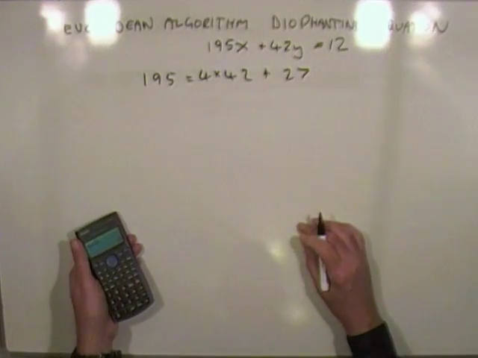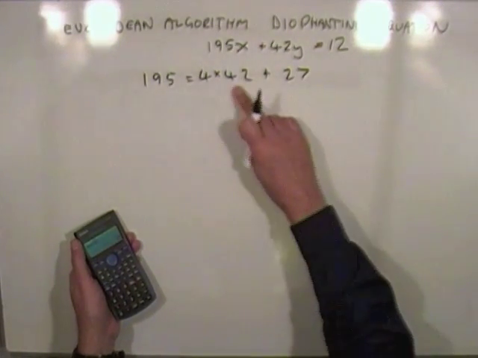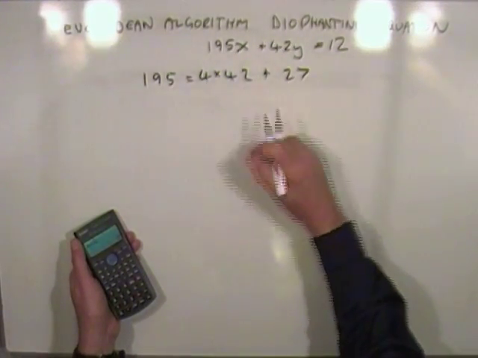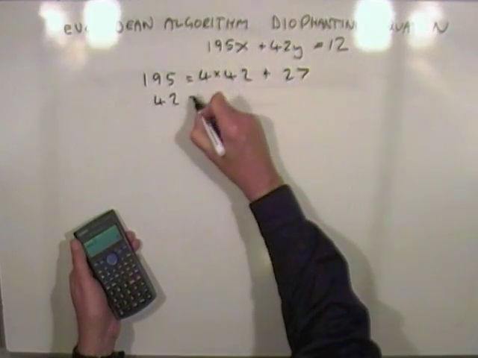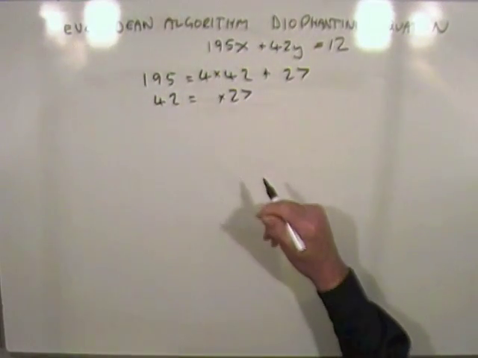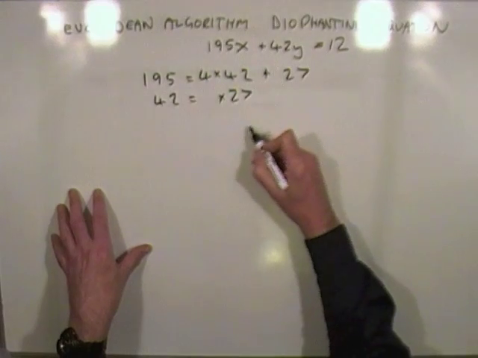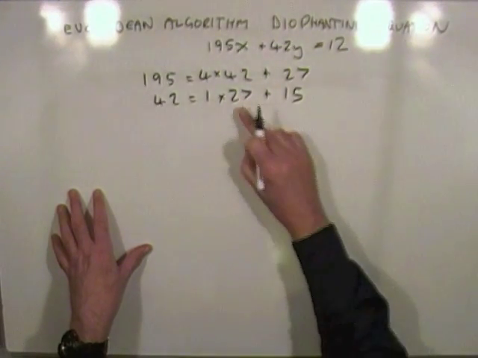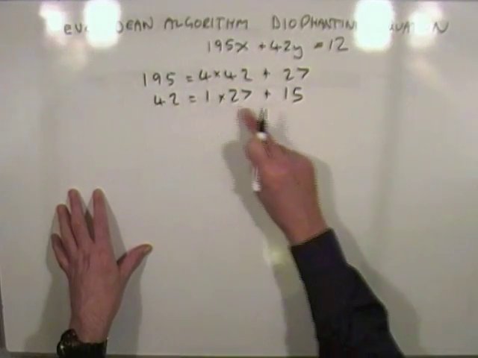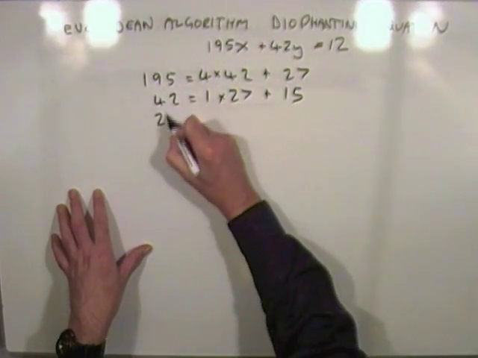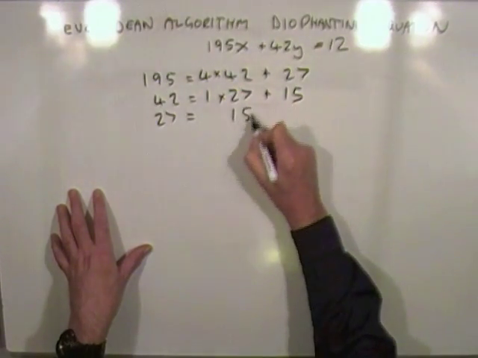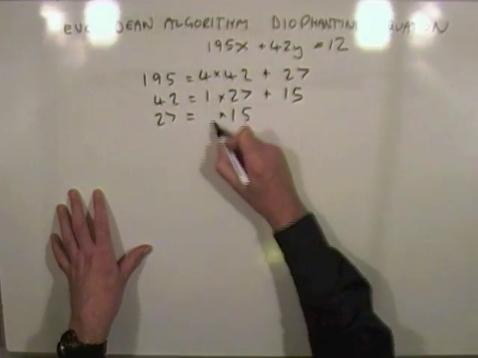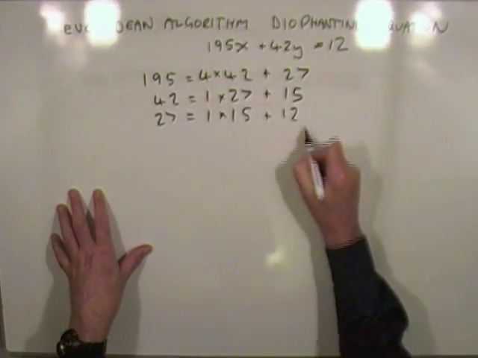So that'd be the first line. Now necessarily 42's got to be greater than 27, so you can repeat the process. 42 must be something times 27. And it does. That's just 1 times 27 with 15 left over. Repeat the process. If 27 is greater than 15, that means that 27 can be expressed as some multiple of 15. Again, it's only 1 times it with 12 left over.